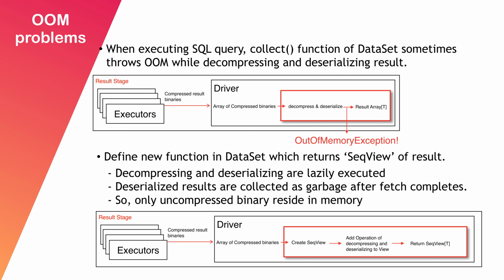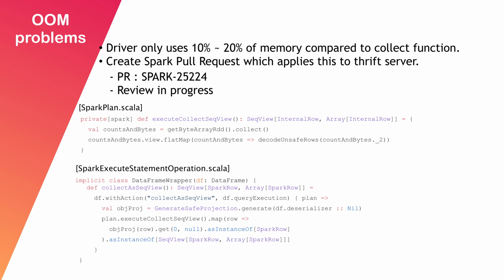In order to reduce this memory pressure, we created a new function for the dataset that returns rows as a view of a Scala collection. By using a view of a Scala collection, the query result is decompressed incrementally. So we can save a lot of memory for the driver and can prevent out-of-memory errors. These are parts of our patch. We created a Spark pull request which applies this patch to the Spark Thrift server, and the review is in progress.